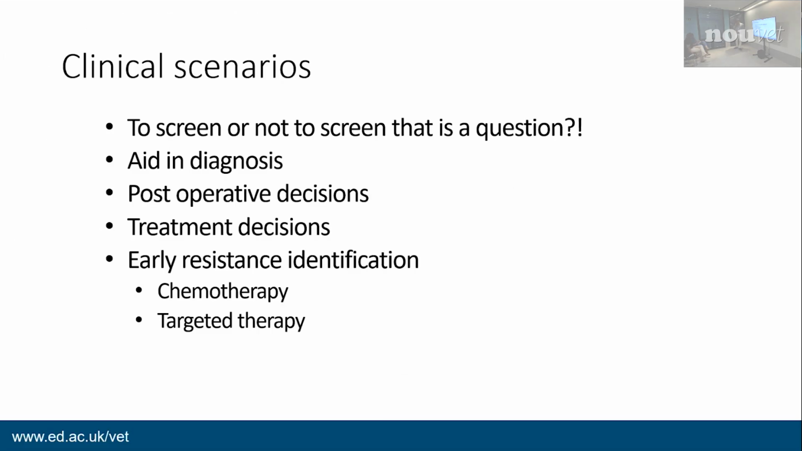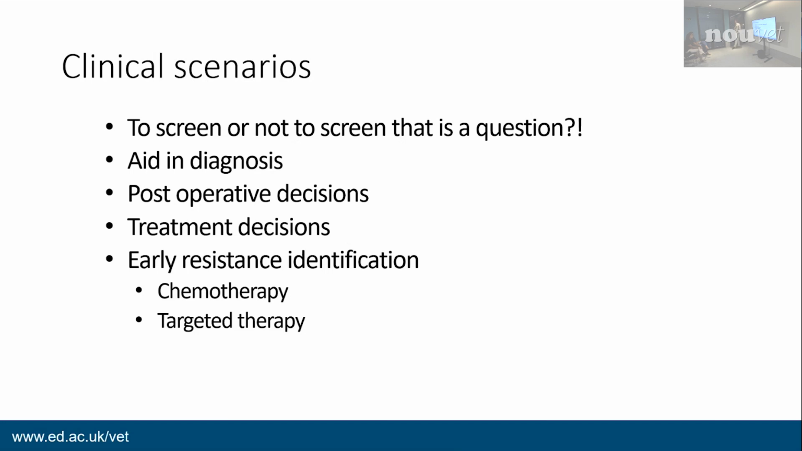So where can we use this in clinical scenarios? Because this is probably the most interesting for you. So first is, to screen or not to screen. This is the question, right? And this is a difficult question, and I will show you some cases why it is difficult. Then we have aiding diagnosis.